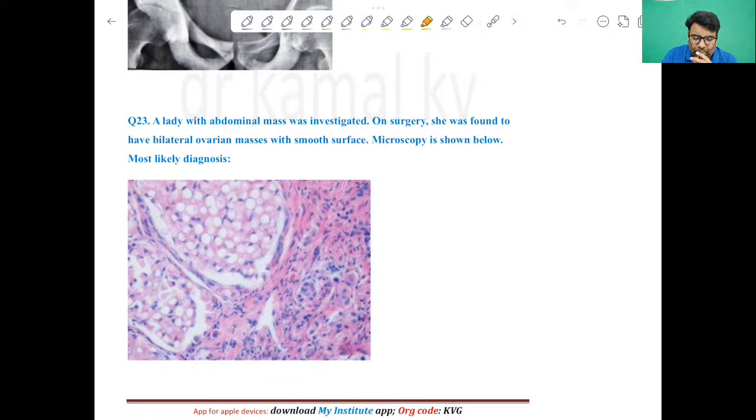Now next question. A lady has an abdominal mass. She was investigated, and when surgery was done, she was found to have bilateral ovarian masses with a smooth surface. So this is very important, smooth surface. Clear? And then when we studied the ovaries, we could see this kind of picture here.